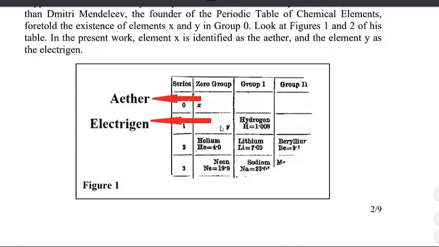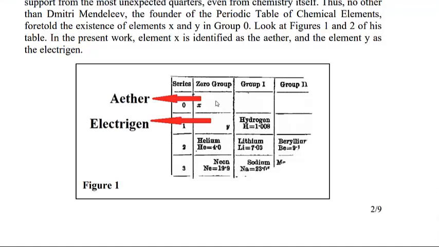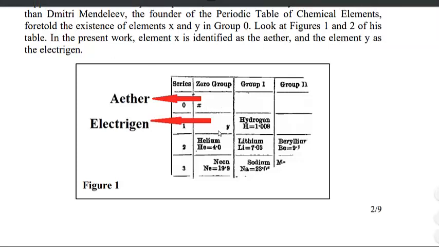So these would be two additional inert substances that don't chemically react to anything. They are inert. And Dmitry Mendeleev called them X and Y for lack of a better name, but Ionel calls them ether and electrogen.